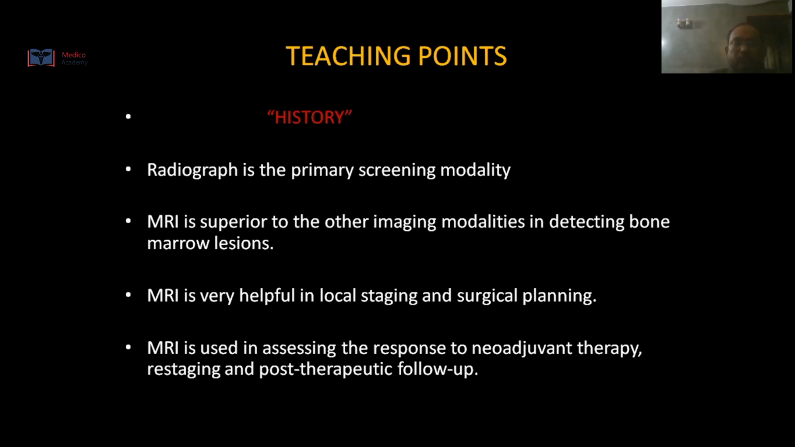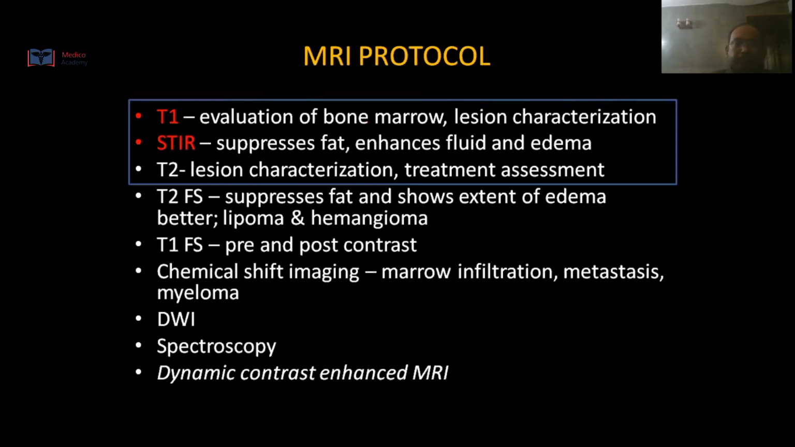MRI is very helpful in local staging and surgical planning, and is also used in assessing the response to neoadjuvant therapy, restaging, and post-treatment follow-up. The MRI protocol is based on the T1 and the fluid-sensitive STIR sequence and the T2 sequence. T1 basically evaluates the bone marrow and lesion characterization. STIR suppresses the fat and enhances the fluid, that's why it is called a fluid-sensitive sequence, and it also enhances the edema. The T2 is used for lesion characterization and treatment assessment.